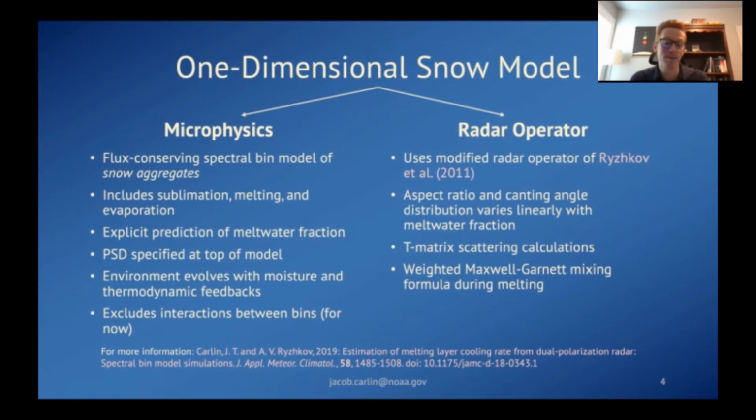And then on the radar operator side of things, I typically use a modified version of the radar operator of Ryzhkov et al. 2011. This operator linearly varies the aspect ratio and canting angle distribution between snow and rain according to the meltwater fraction. And then for the scattering amplitudes, we use T-matrix scattering calculations and a weighted Maxwell-Garnett mixing formula during melting. So I know I kind of rushed through this a little bit. The reference below here has a lot more details about both of these things for anybody interested.